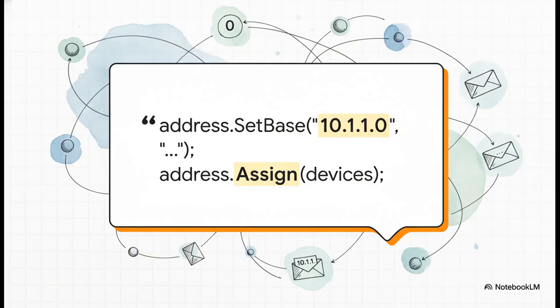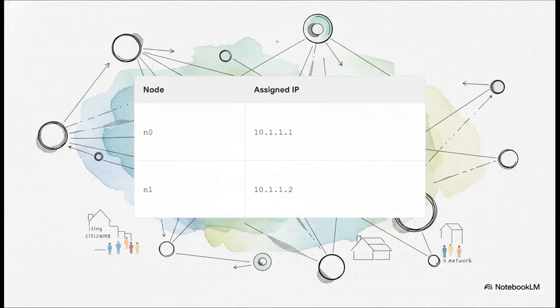Now that our nodes can speak IP, they're going to need unique addresses. This block of code sets up a base network address, 10.1.1.0, and then it just automatically assigns a unique IP from that range to each of our nodes. And here's what we get. The IPv4 address helper just works its way down the list. Our first node N0 gets the address 10.1.1.1, and our second node N1 gets 10.1.1.2. And just like that, they are unique, identifiable citizens on our tiny little virtual network.